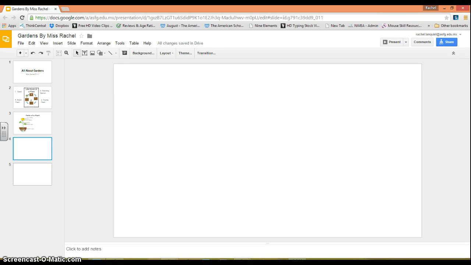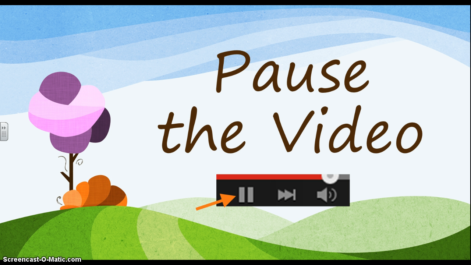So the first thing we're going to do is type. So I need to go up to the top, click on the text box, and then click at the bottom. Go ahead and pause the video so that you can add a text box at the bottom of slide 4.